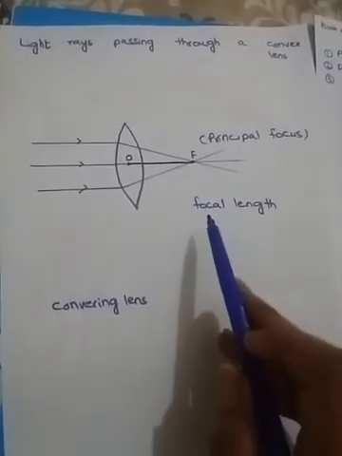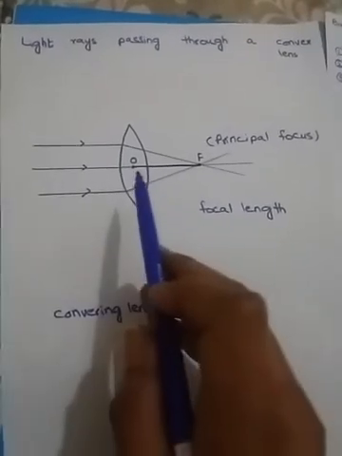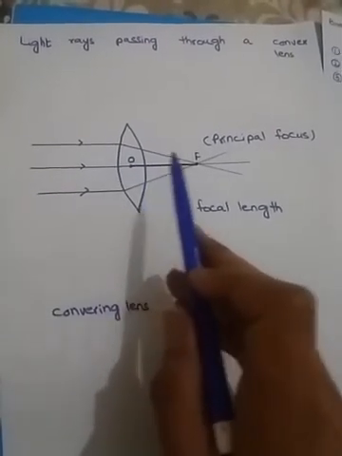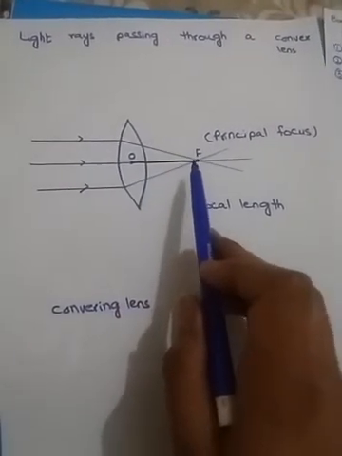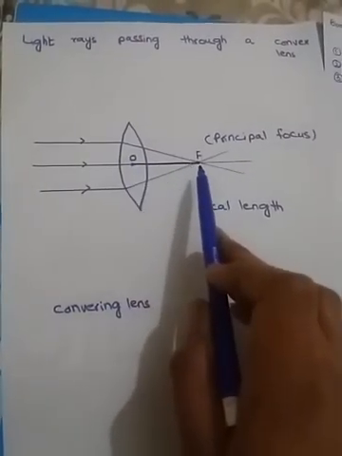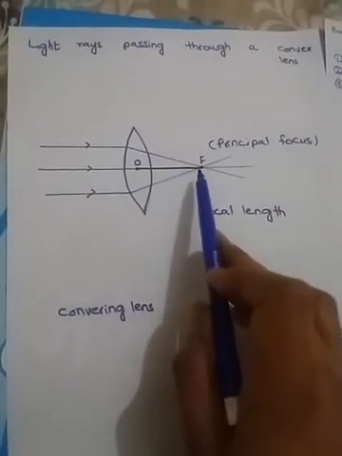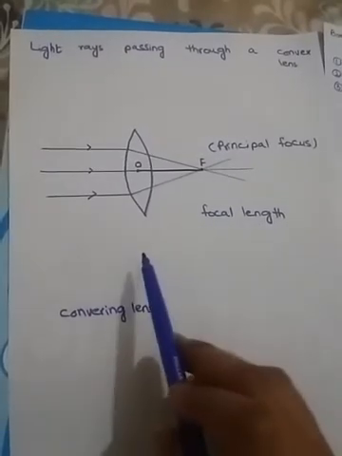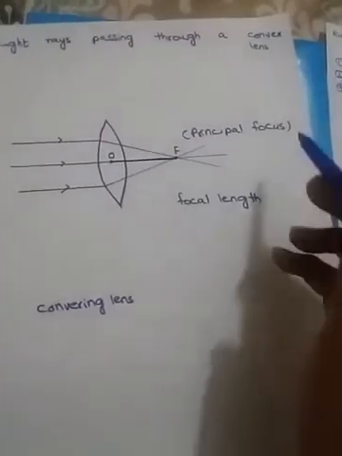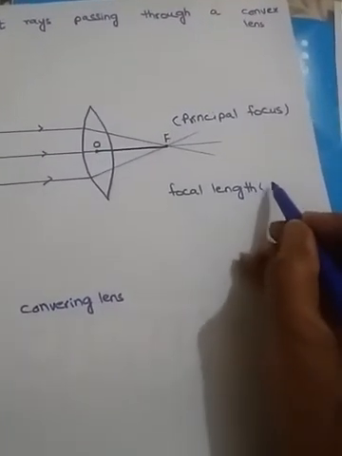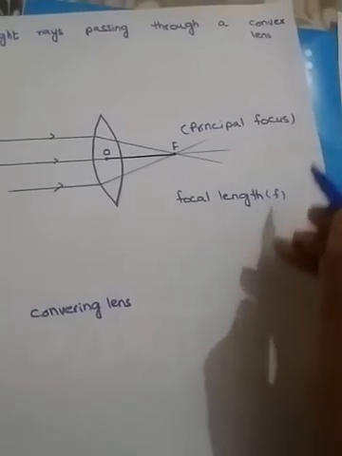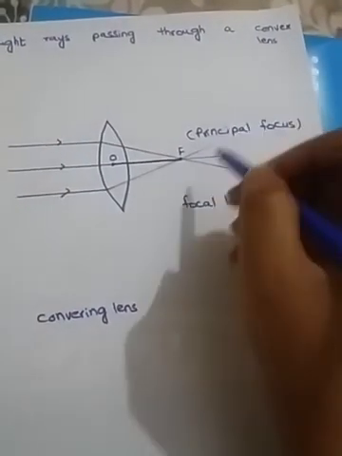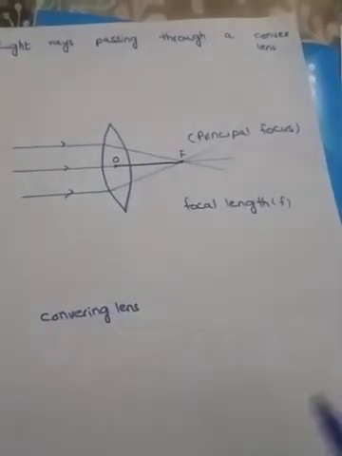Now what is focal length? The distance between optical center and this principal focus, this distance is called focal length. Alright, and we represent focal length with small f and principal focus with capital F.